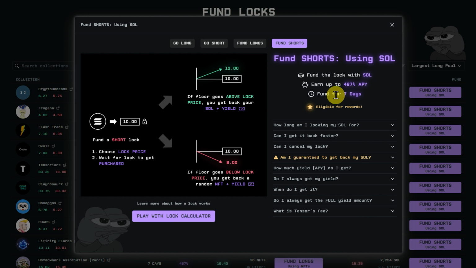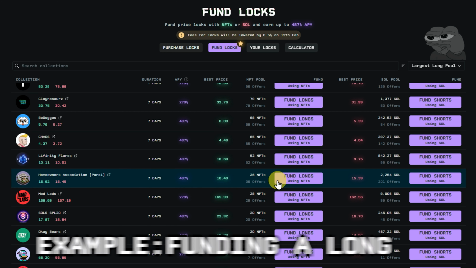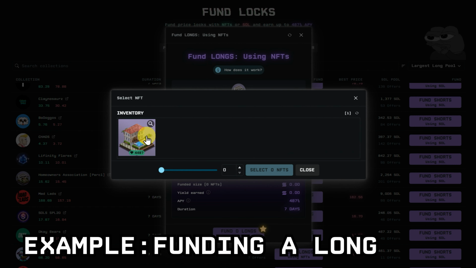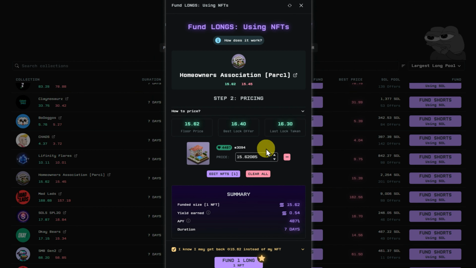And remember, these are eligible for rewards, funding longs and funding shorts. So let's have a look at Homeowners Association, Parcel. We're going to fund a long. I can select my NFT. I've only got one. With this collection, it's not about rarity. If it was, however, we'd go for a higher price, or if we had a common NFT, we would provide that. Select one NFT, and now we can put the price.